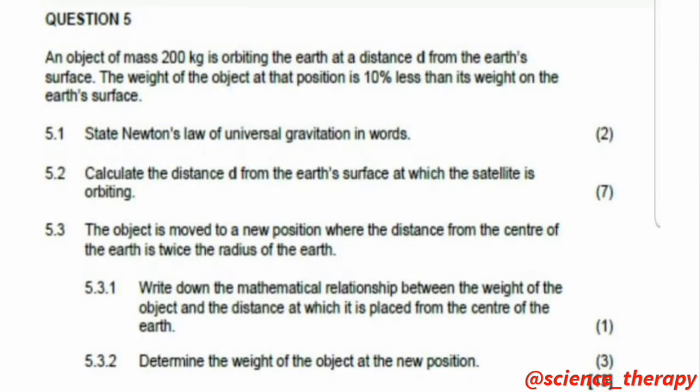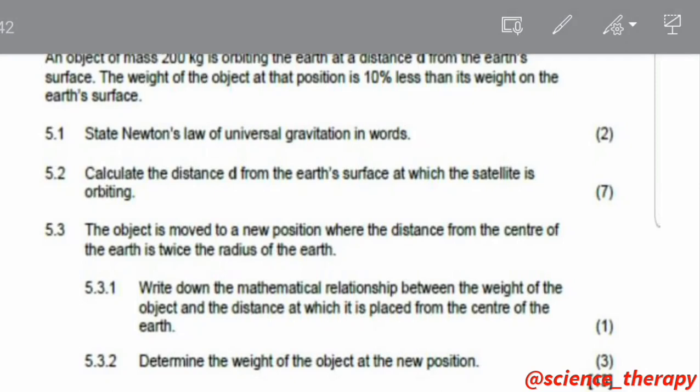5.3 says the object is moved to a new position where the distance from the center of the earth is twice the radius of the earth. Now they say write down the mathematical relationship between the weight of the object and the distance at which it is placed from the center of the earth. So here we are looking at the relationship between the weight and the distance.